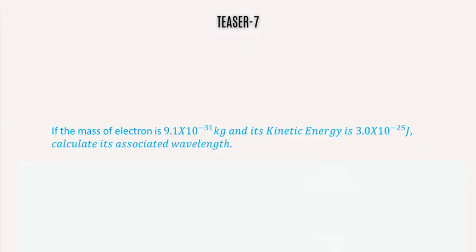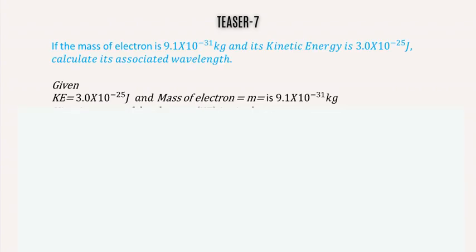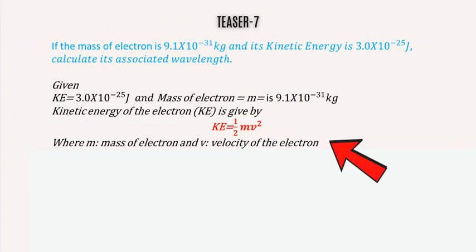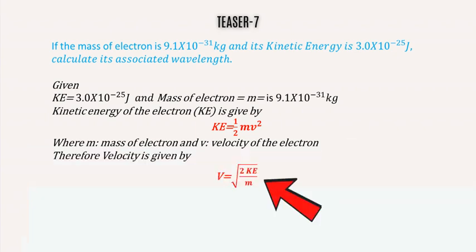Teaser 7. If the mass of electron is 9.1 × 10^-31 kg and its kinetic energy is 3.0 × 10^-25 joules, calculate its associated wavelength. Given that kinetic energy equals 3 × 10^-25 joules and mass of electron equals 9.1 × 10^-31 kg, kinetic energy of the electron is given by KE = ½mv², where m is the mass of electron and v is the velocity of the electron. Therefore, velocity is given by v = √(2 × KE / m).